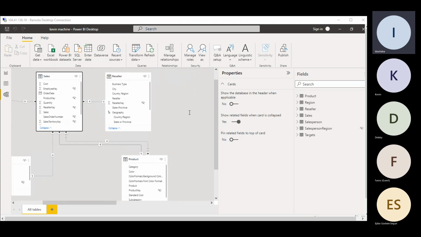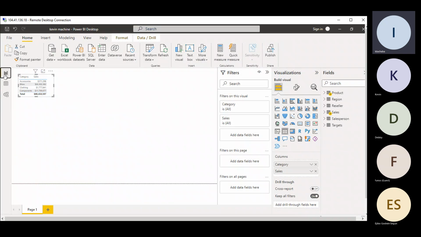So now we switch back to the report view. This is our report view. Like I said, these are our report view, these are our data view, and this is our model. So we are in model, so we'll go back to report. From our reports, we've started to do our data analytics now. So we are now creating dashboard.